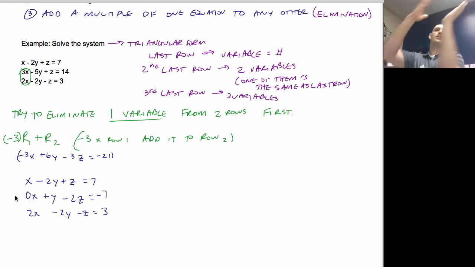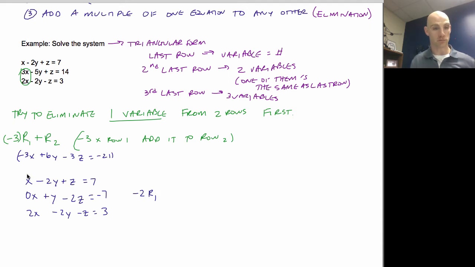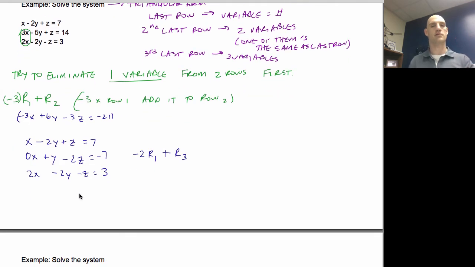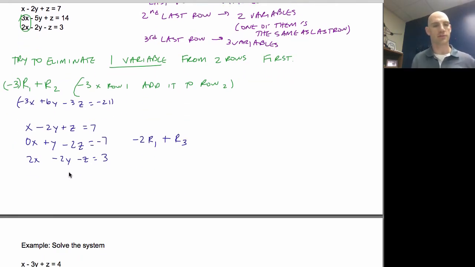Now, remember, I'm trying to get to this triangular form. So what's stopping me right now? Well, I've got to cut out this x. So what I'm going to do is -2 times row 1, and add it to row 3. Why would I do that? Well, that's going to help eliminate my x here. So I'm just systematically eliminating variables. And so -2 times row 1 is going to be -2x plus 4y minus 2z equals -14.